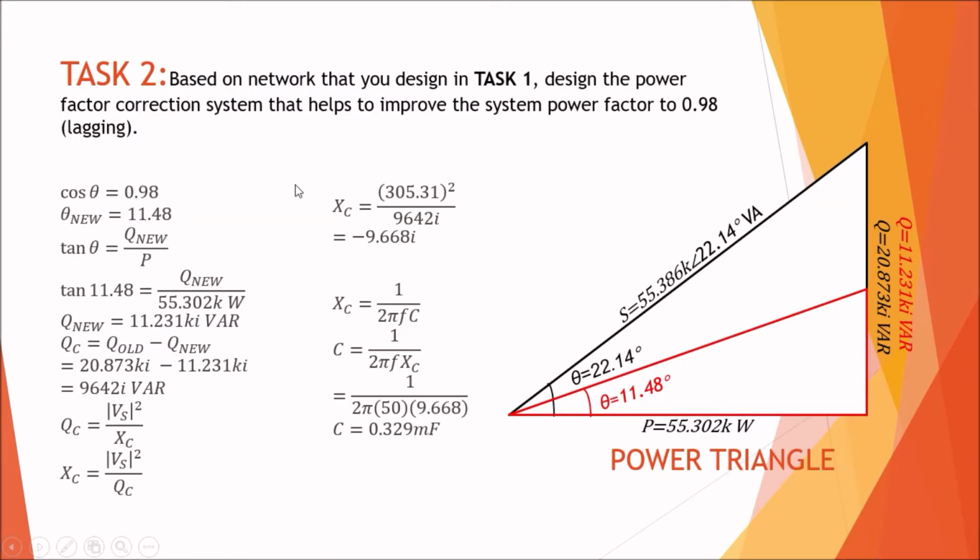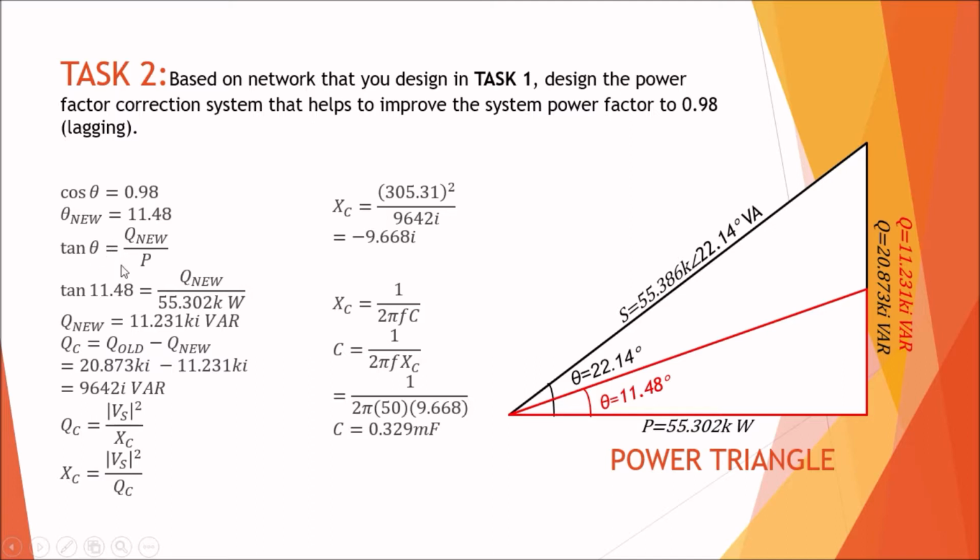Then this is the task 2. Based on the work that you design in task 1, design the power factor correction system that helps to improve the system power factor to 0.98. So we use the old value of power factor, and then this one we get the new angle, which is 11.48.